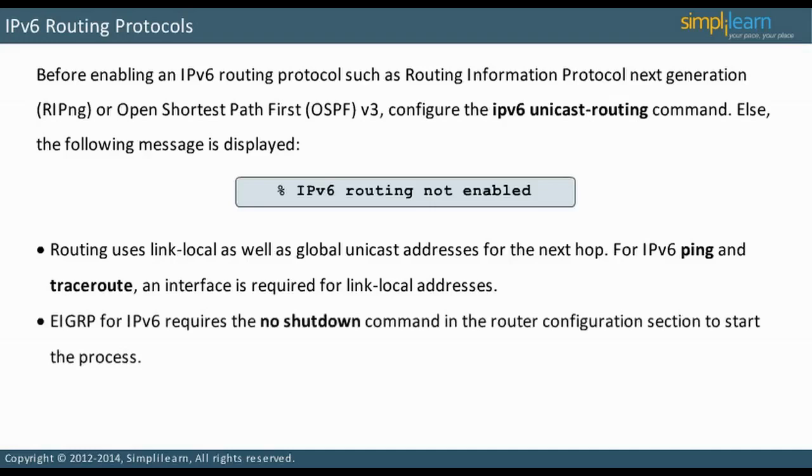EIGRP for IPv6 requires the no shutdown command in the router configuration section. Otherwise, the EIGRP process will not start. In the next slide, let us continue our discussion on IPv6 routing protocols.